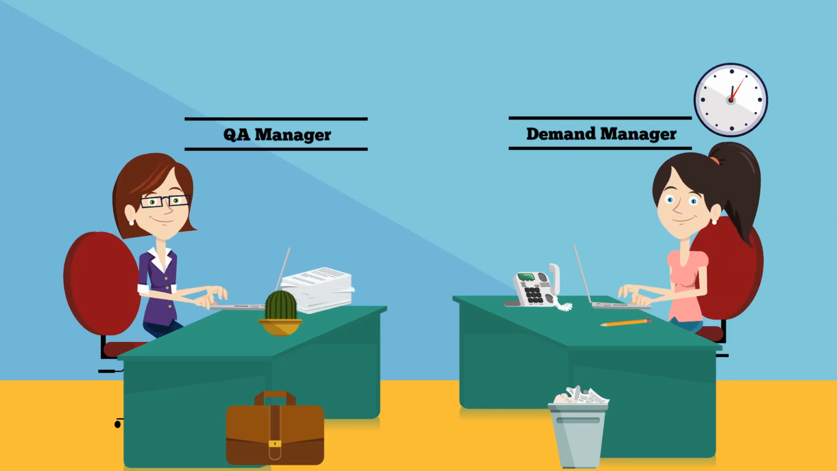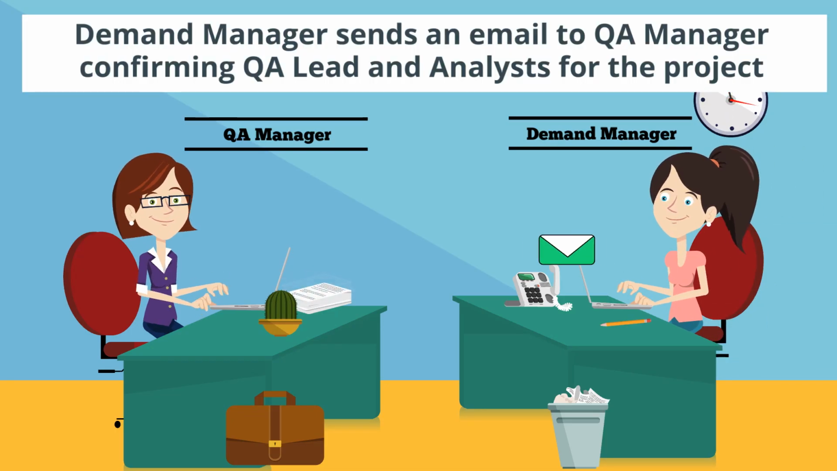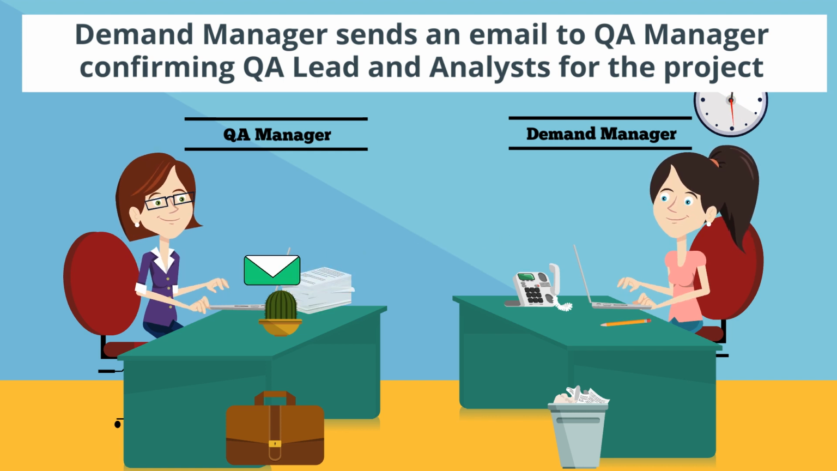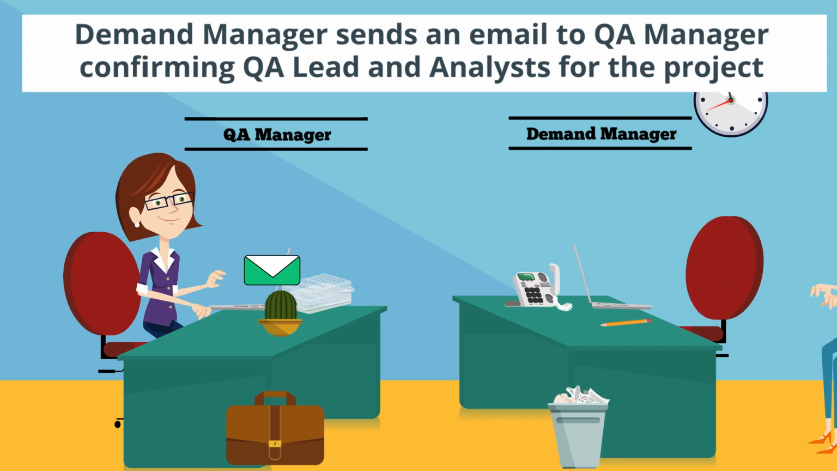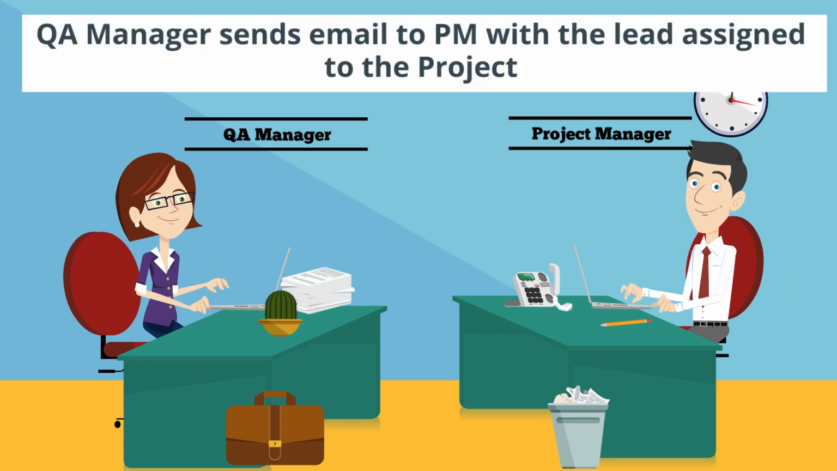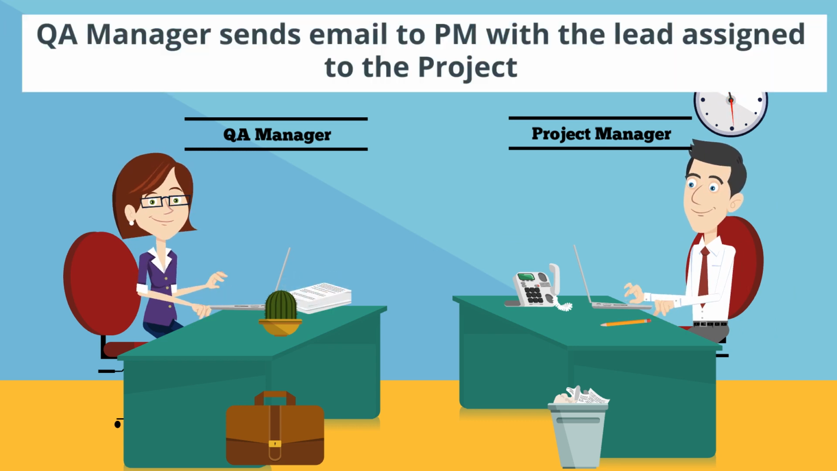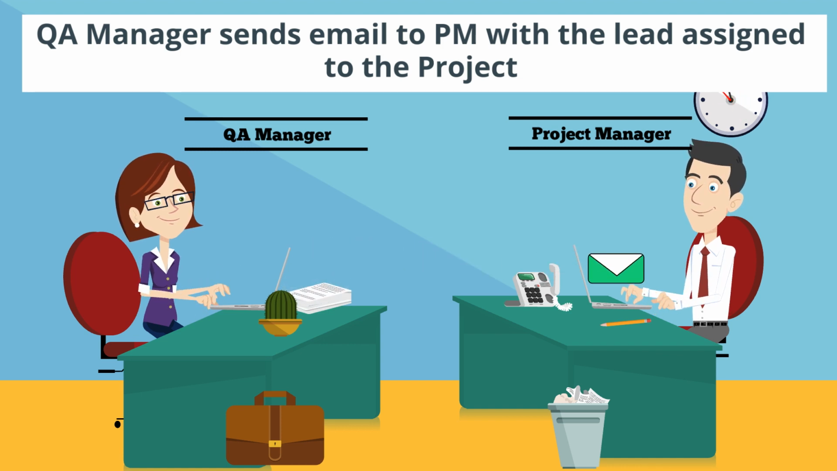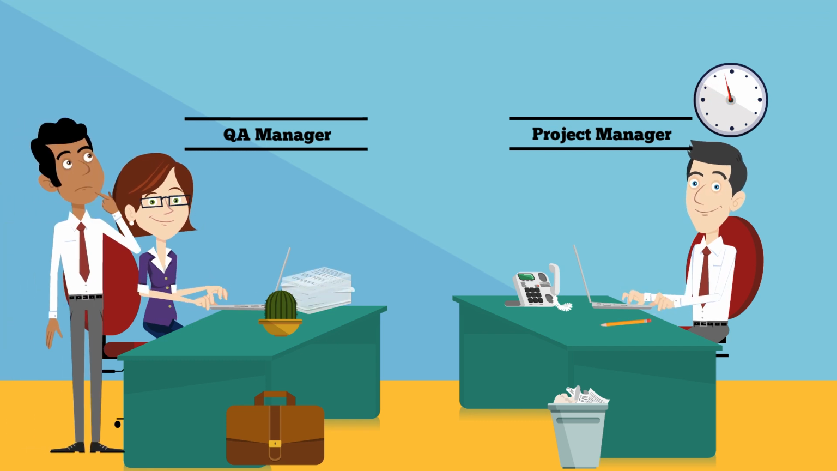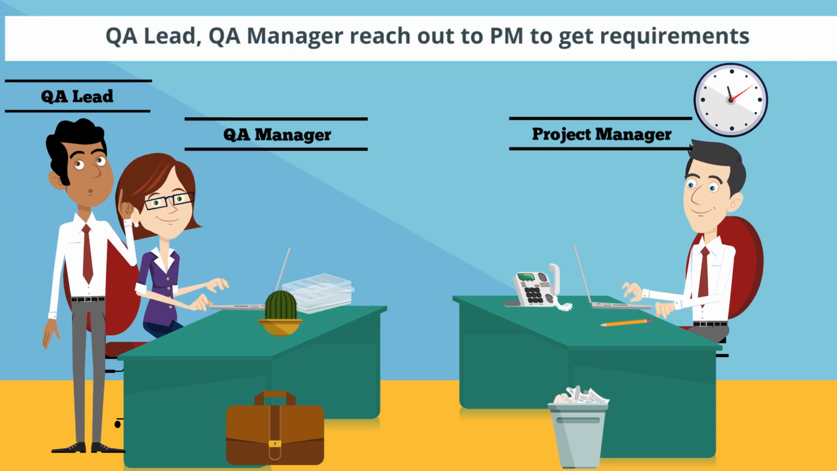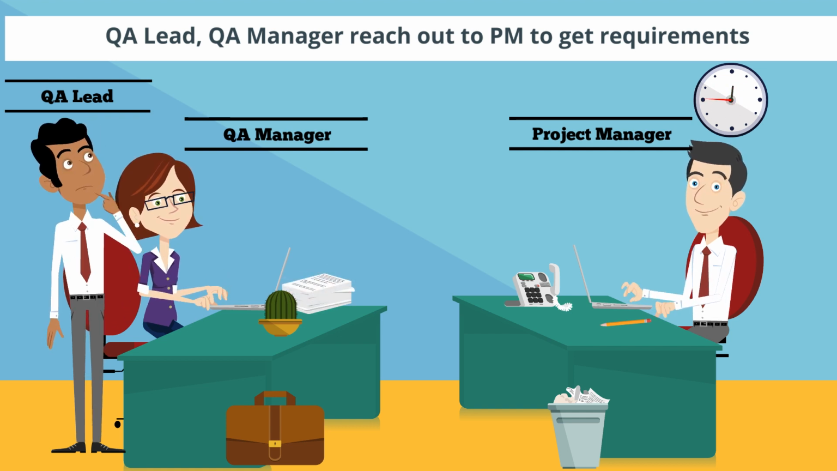The demand manager sends an email to the QA manager confirming the QA lead and analysts for the project. The QA manager then sends an email to the project manager, copying the QA lead to indicate that the lead has been assigned to the project based on the estimate provided. The QA lead discusses with the QA manager for any questions and reaches out to the PM to get the requirements for the project to create a master test plan followed by test scenarios.